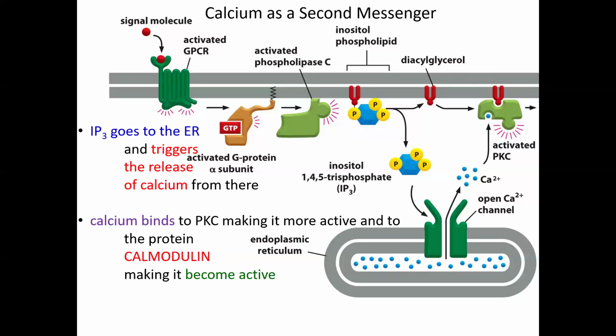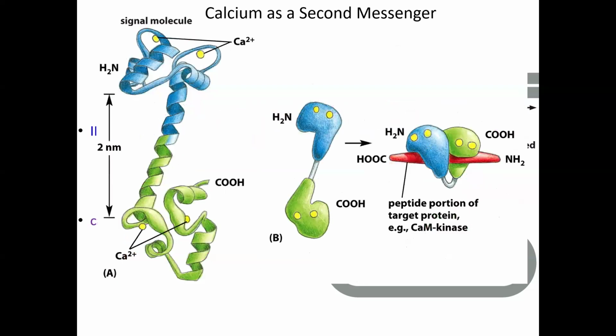And let's not forget that calcium channels at the ER membrane are also open. Why are they open? Because the other cleavage product of PIP2, IP3, bound there and opened those channels. So now you've got calcium rushing into the cytoplasm. Calcium is the second messenger. It's small and it's diffusible.